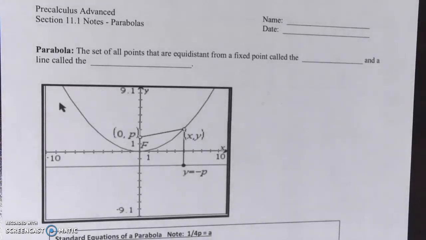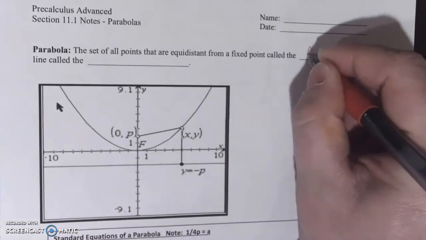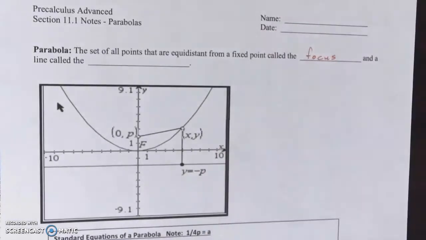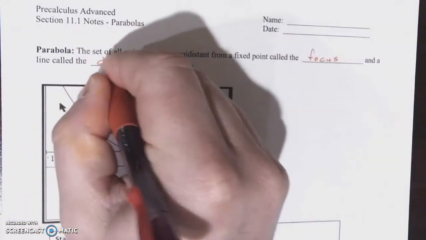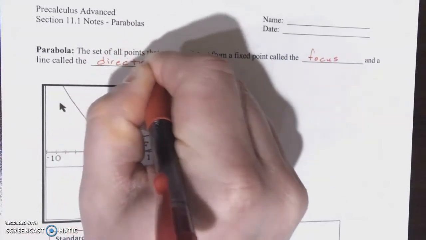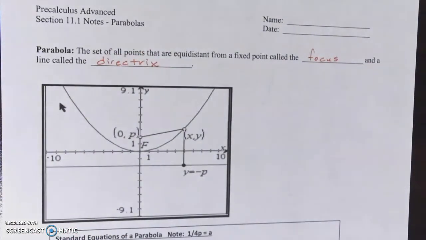All right, guys, we'll finish up our conic sections by talking about parabolas. As always, we give you the definition as the set of points, in this case a parabola, that are equidistant from a fixed point. We're going to call that the focus again, just like all of our other conic sections, and a line that we're going to call the directrix. All right, so let's give you a visual of what a parabola looks like.